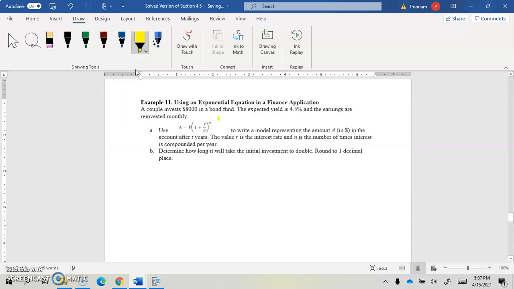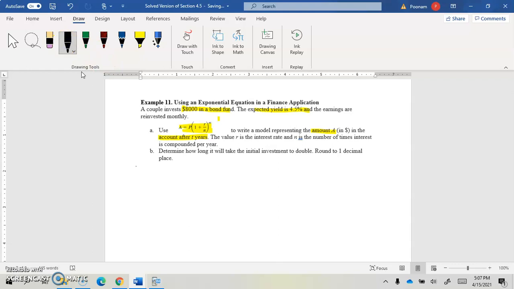Example 11. A couple invests $8,000 in a bond fund. The expected yield is 4.5% earnings, reinvested monthly. Use this formula to write a model representing the amount A in the account after 3 years.